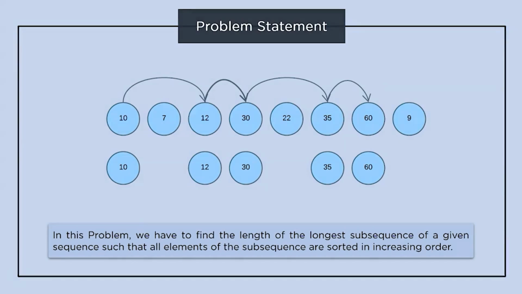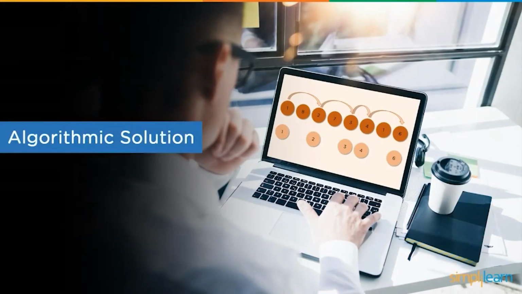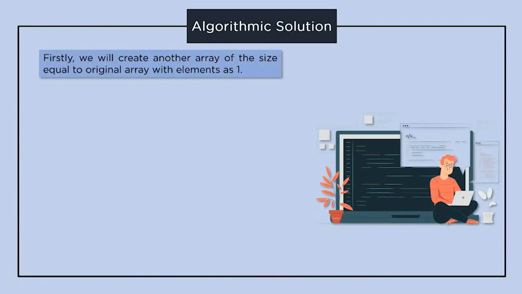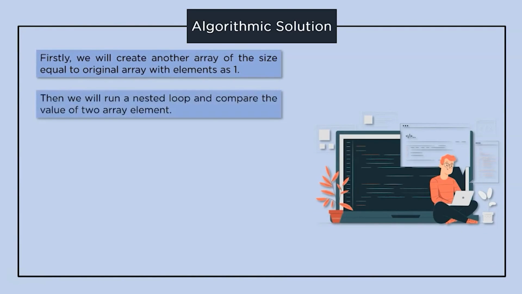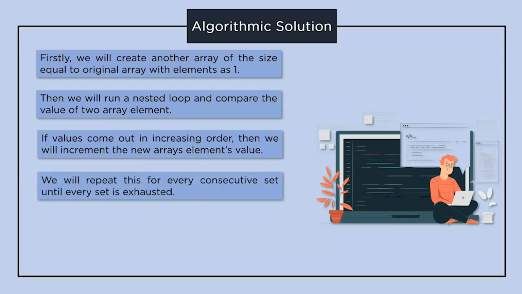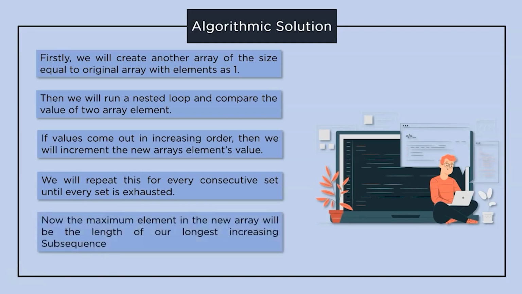Now, let's discuss the algorithmic solution to the longest increasing subsequence. First, we will create another array of the same size as the original array with every element as 1. Then, we will use a nested loop and compare the values of array elements. If the values come out in increasing order, then we will increment the corresponding new array element's value. We will repeat this for every possible set until every set is exhausted. Now, the maximum element in the new array will be considered as the length of our longest increasing subsequence.